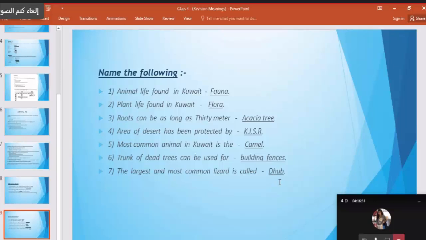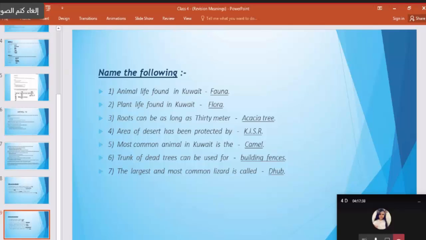Listen, my dear. There are two types of lizard. One is the dub and the second is the whirl. When the whirl and dub are fighting, I told you, who is winning? No, it is the whirl who wins, because the whirl is stronger than the dub. You should know that, okay? The largest and most common lizard is called the dub. We have two types of lizard, the dub and the whirl. When they are fighting, usually the whirl wins the battle.